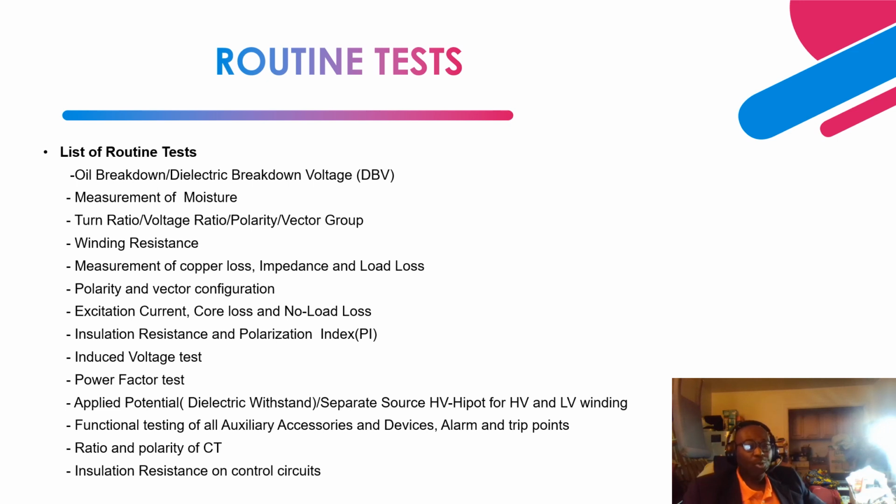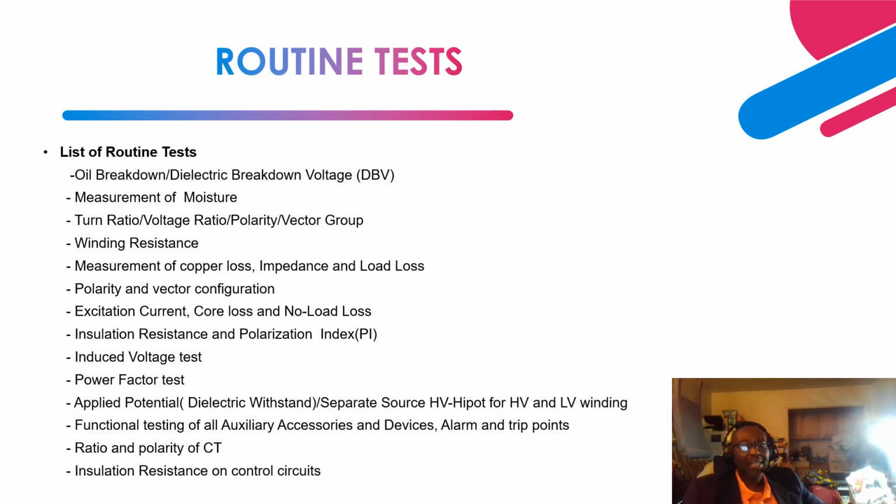Next, let's go through the list of routine tests that can be performed. The first one is oil breakdown, or dielectric breakdown voltage. The dielectric breakdown voltage is a test that measures the withstand of the paper insulation and the mineral oil to lightning impulse voltages, switching impulse voltages, or power frequency overvoltages. The criteria for this are based on the high voltage of the power transformer.